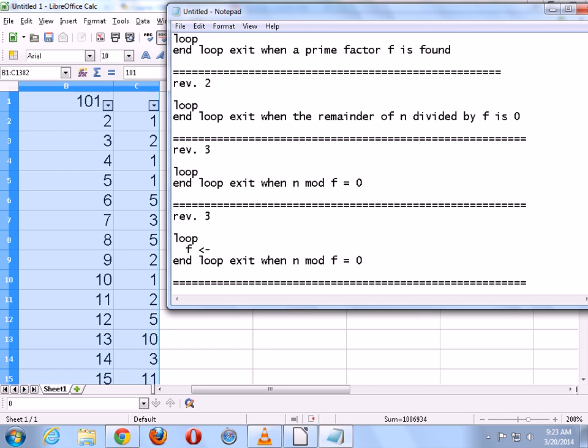Which column is representing f? The potential factor. The second column. C? Column B. Column B is representing f. Column C is representing n mod f. Okay? So it's column B.